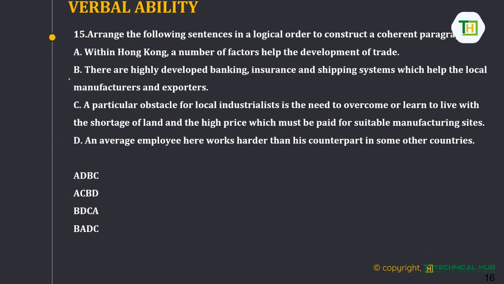So, can we start with B? There are highly developed banking, insurance, then shipping systems, which help the local manufacturers and exporters. Okay, so this is going to be the first sentence because it is giving some introduction of some area. Okay, right. So moving to the next sentence, the continuous one. So let us see what is that continuous sentence. An average employee, yeah. This is going to be the second one.